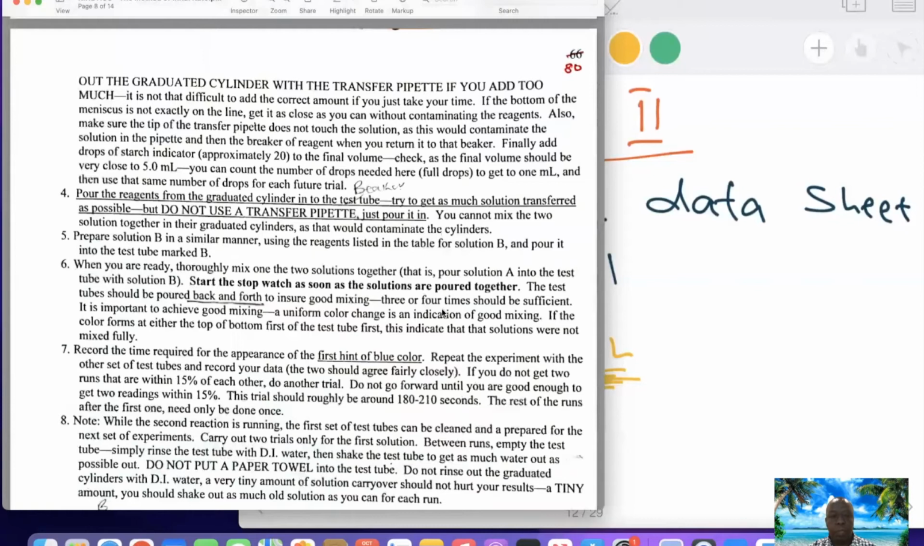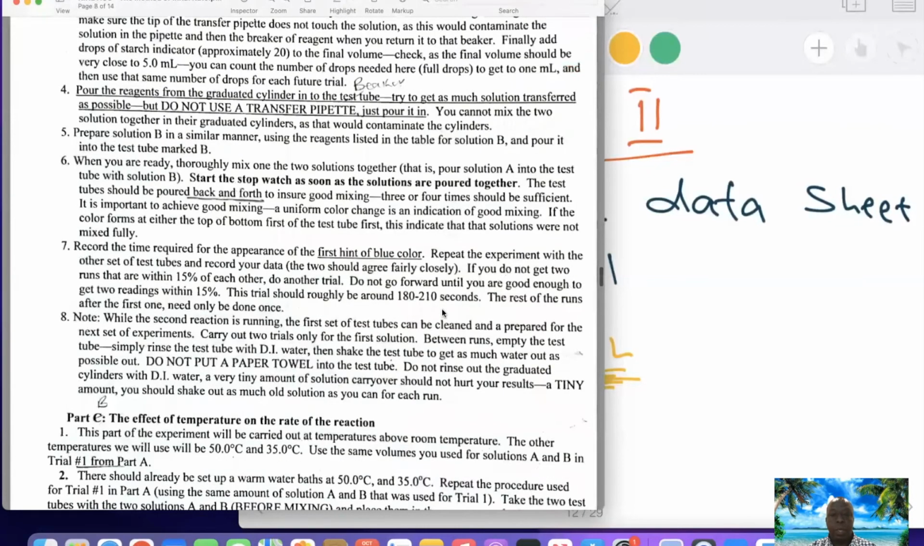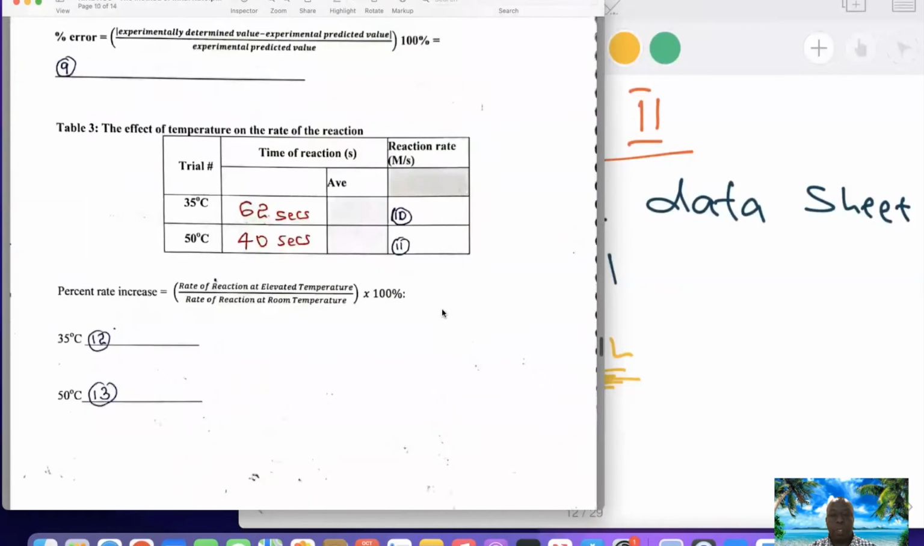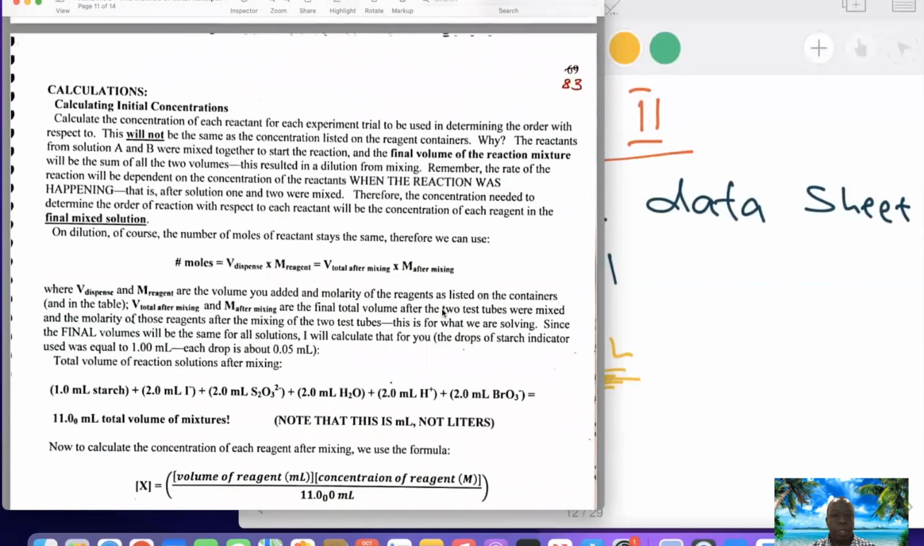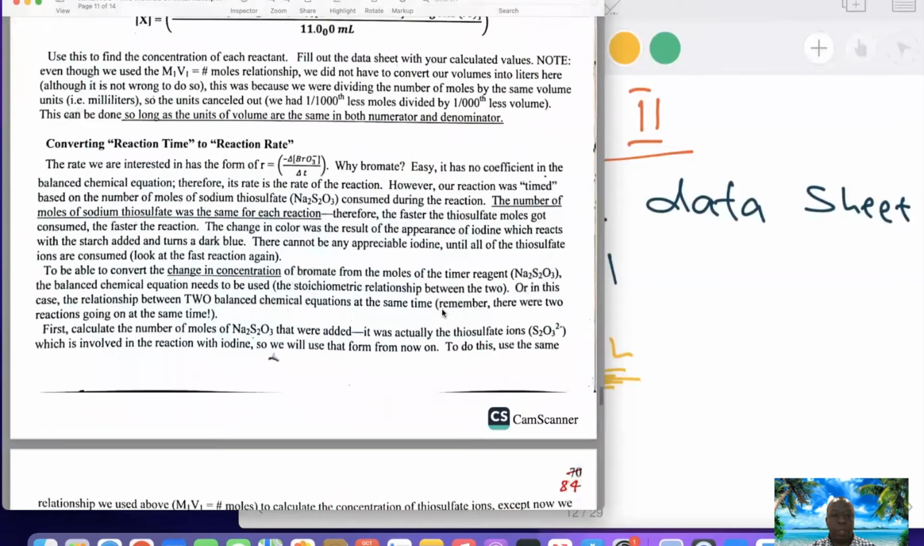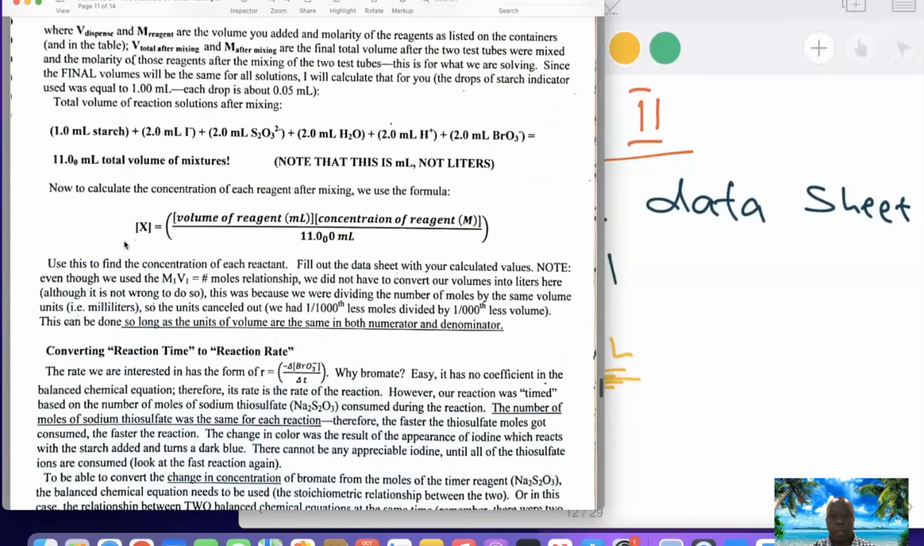On the calculation part, the reaction between thiosulfate and iodine will proceed until, look here, the reaction of thiosulfate will continue, but the color change is signified by the iodine reacting with starch. Therefore, the 20 drops of starch will react with iodine.